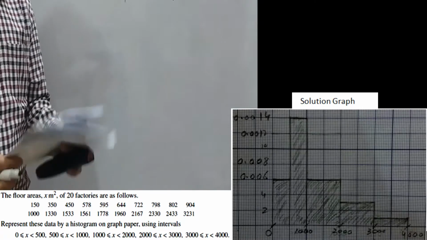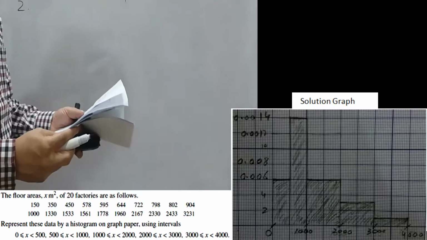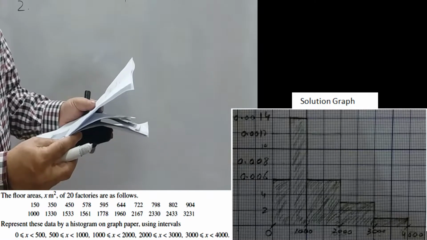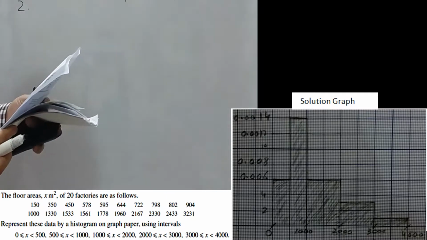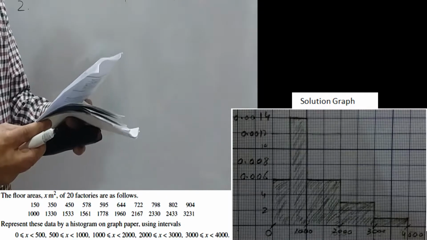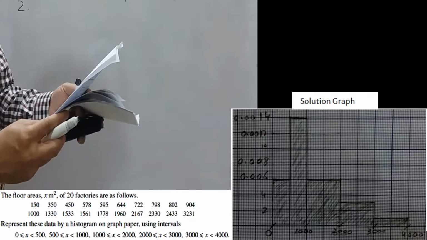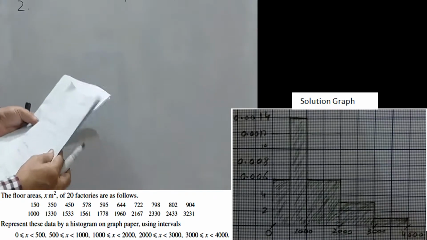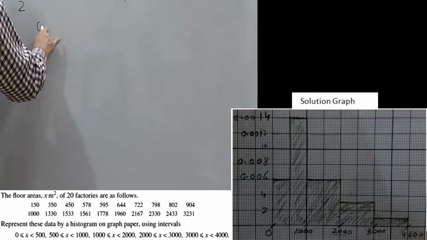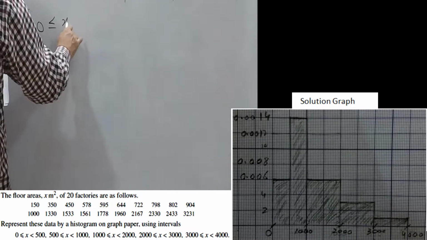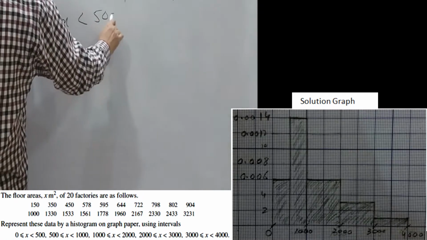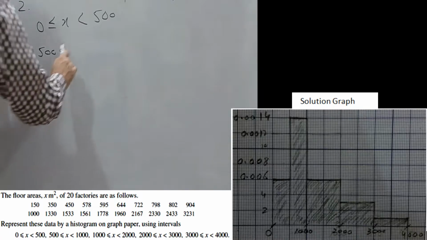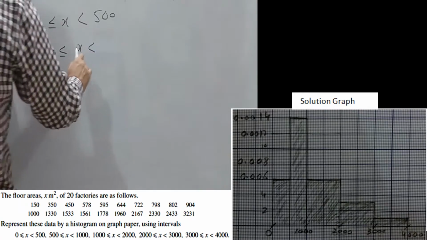Then we have question number 2. Please read the question. You are given again raw data, and we are asked to represent it on a histogram. Now, before drawing the histogram, you are already given the classes or intervals. First interval is 0 to 500, and then the second interval is from 500 to 1000.